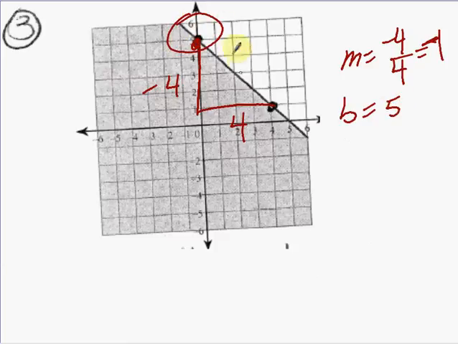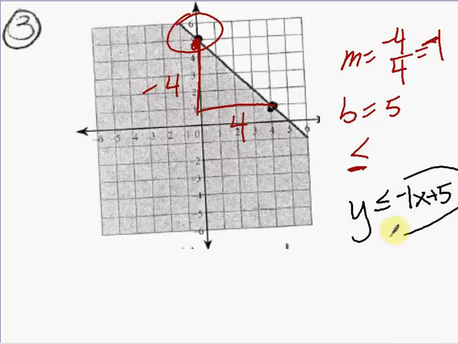And then I'm shaded, think of the teeter-totter, I'm shaded down below. That's less than. Solid line, so equal to. Then I put it all together for my answer. Y is less than or equal to negative 1x plus 5. We're getting a lot of positive y-intercepts, aren't we? Up above 0, positive 5.